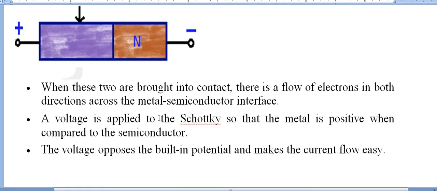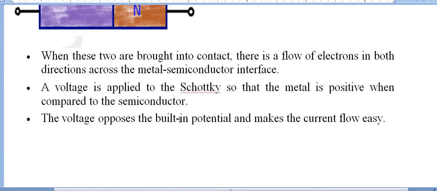A voltage is applied to the Schottky diode so that the metal is positive when compared to the semiconductor. This metal is connected to the positive terminal of the battery, whereas the n-type is connected to the negative terminal. The voltage opposes the built-in potential and makes the current flow easy.